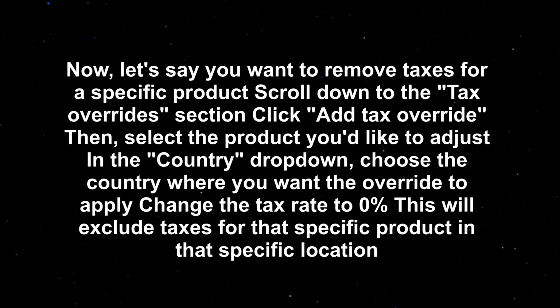Now, let's say you want to remove taxes for a specific product. Scroll down to the Tax Override section, click Add Tax Override, then select the product you'd like to adjust. In the country drop-down, choose the country where you want the override to apply. Change the tax rate to 0%. This will exclude taxes for that specific product in that specific location.